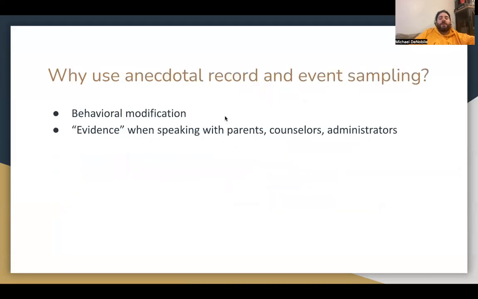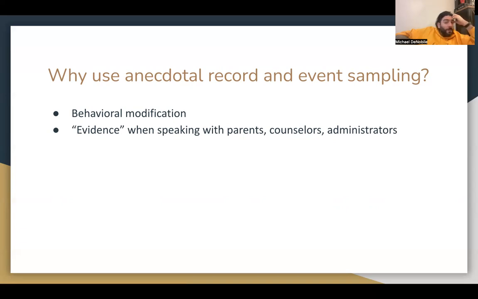Why use anecdotal record and event sampling? Mostly for behavior modification, and also as evidence when speaking with parents, counselors, and administrators. If I have to call home because of a student, because I wrote them up, maybe I gave them a strike or 2 strikes before, and I told them, if you do that again, I'm going to have to write you up and call home.